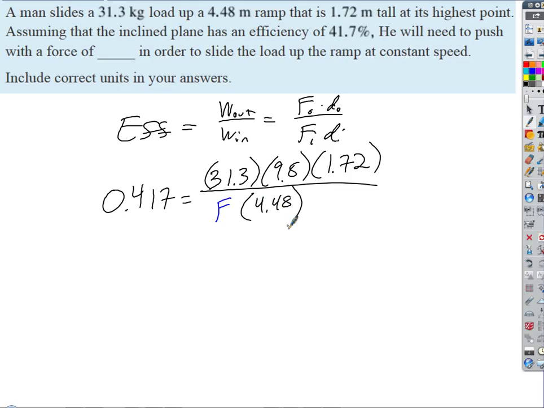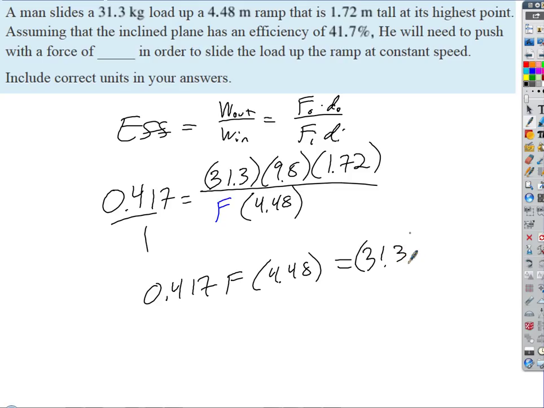So all we have to do is solve for F. That's no big deal, right? We could just cross multiply and then divide everything away that we need to. Agreed? So we end up with 0.417 F times 4.48 equals whatever the number on the top is. So I'll just divide both sides by 0.417 times 4.48 and I've got it. Make sense? You guys are getting this.